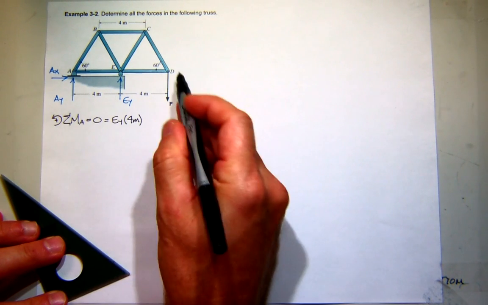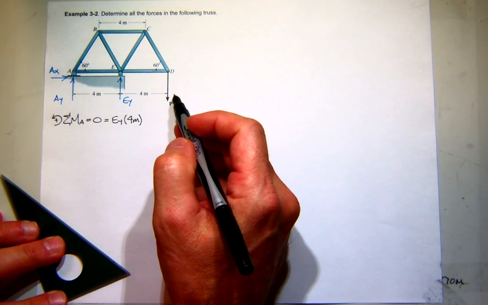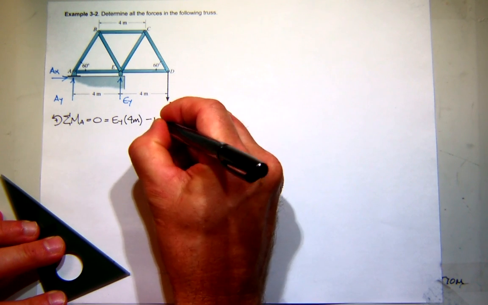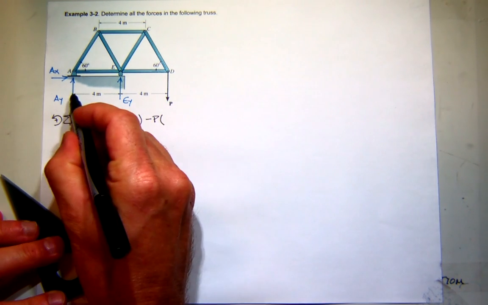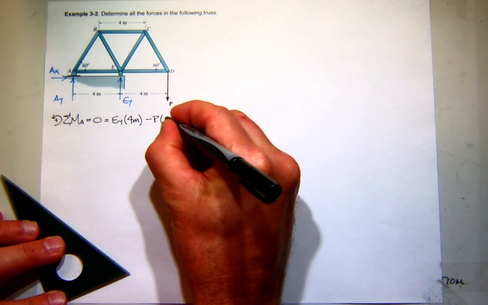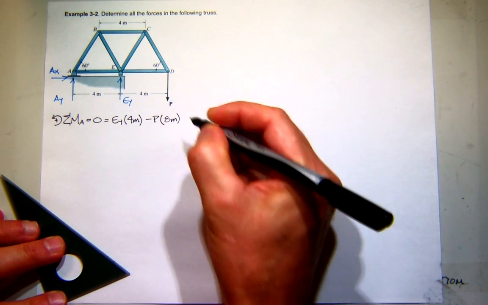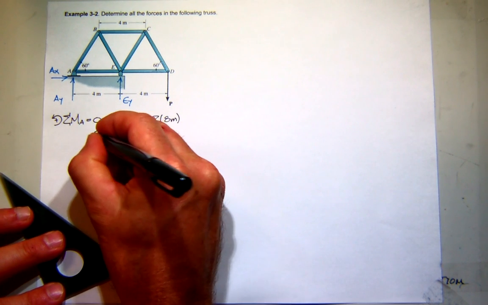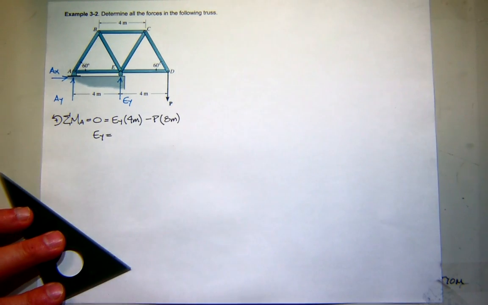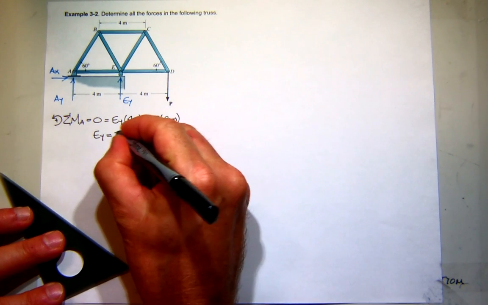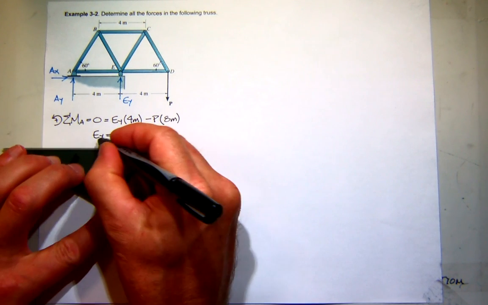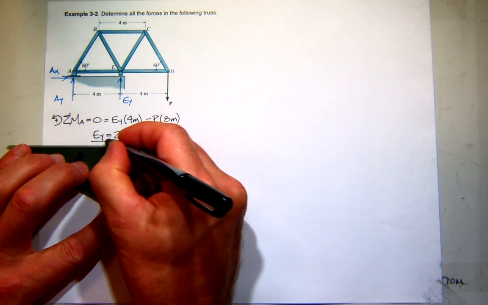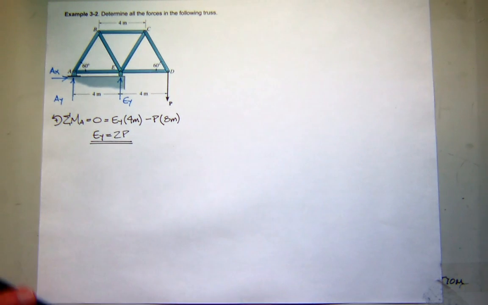And then out here, I've got this force P. It creates what kind of moment? Negative. So P, and it has a moment arm of 8. Not a complicated equation. So EY is simply going to be 2P. Okay?